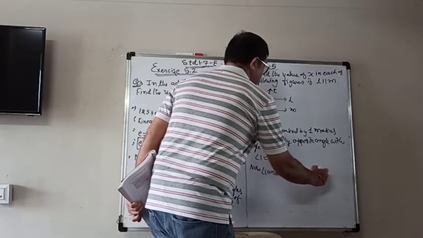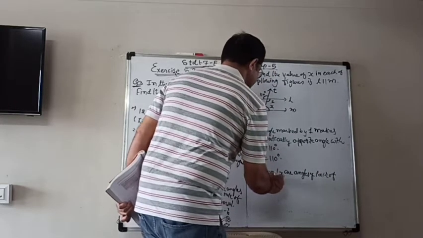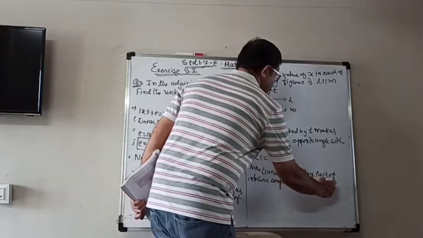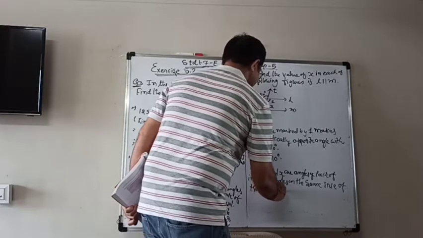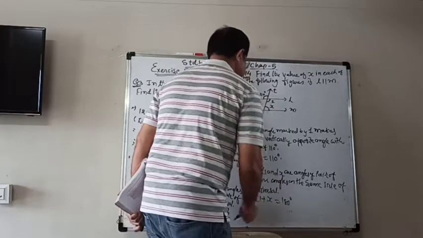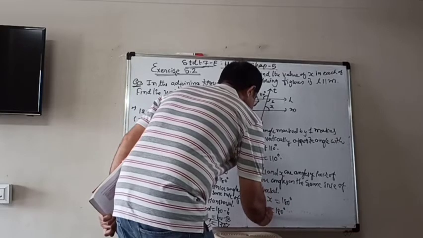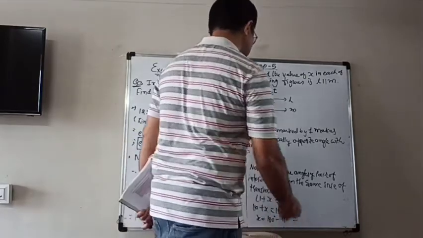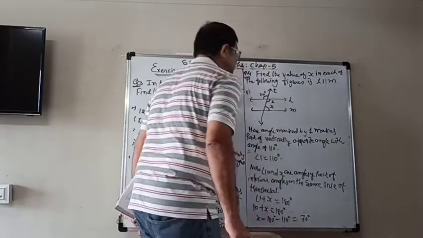are a pair of interior angles on the same side of the transversal. It means that angle 1 plus x is 180, and angle 1 is 110. So 110 plus x is equal to 180 degree. So x is equal to 180 minus 110. So the value of x is 70 degree.